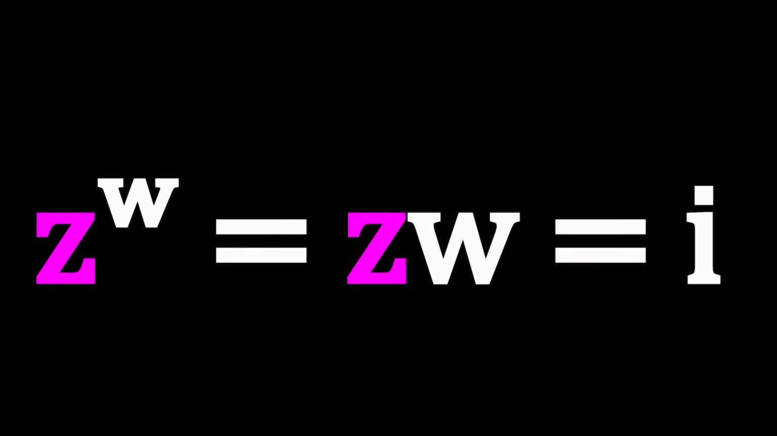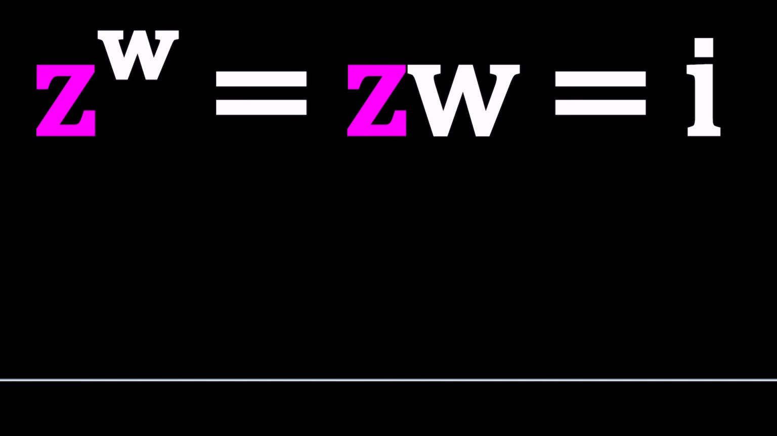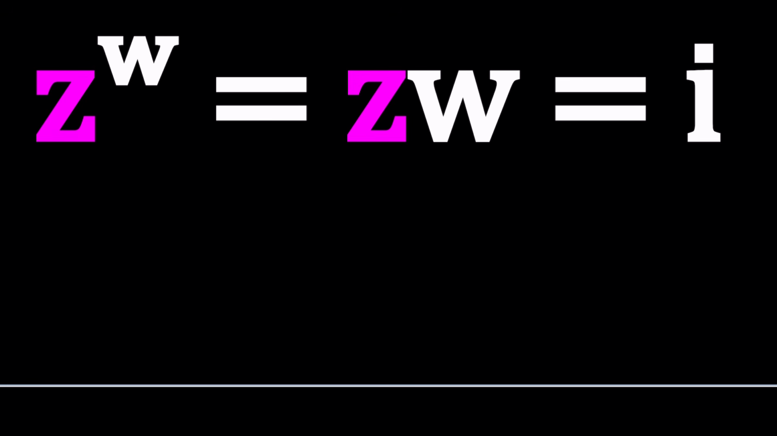So we have this interesting equation, and I called it a system because you can write it separately, right? So we can write it as z to the power w equals i and zw equals i. So let's go ahead and do that and see the system as a system. z to the w equals i and zw equals i. And I'll try to present two methods here. Let's go ahead and take a look at them.